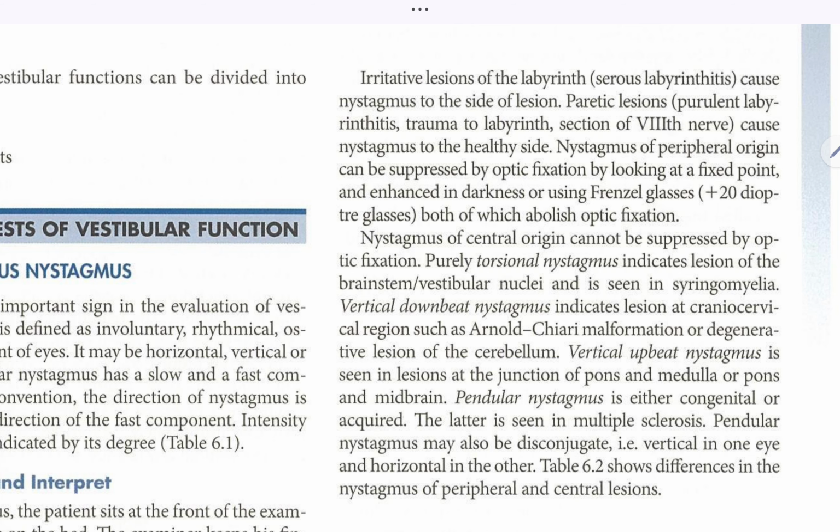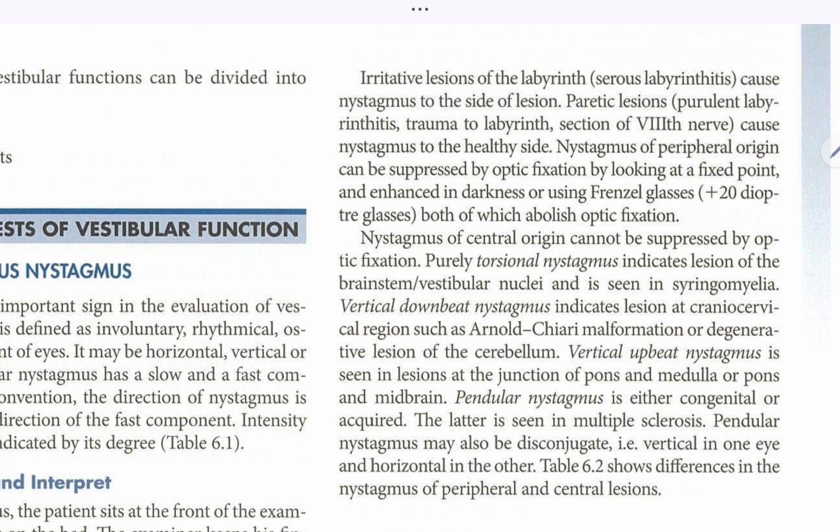Nystagmus of peripheral origin can be suppressed by optic fixation, by looking at a fixed point, and hence is enhanced in darkness or using Frenzel glasses, plus 20 diopter glasses, both of which abolish optic fixation. Nystagmus of central origin cannot be suppressed by optic fixation.